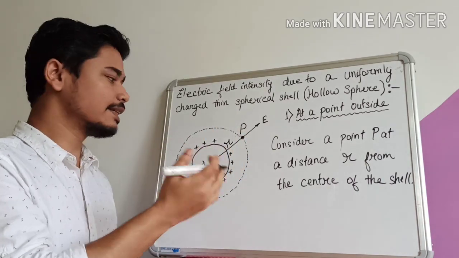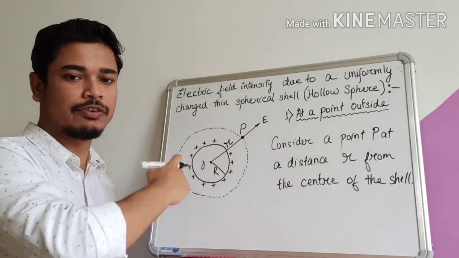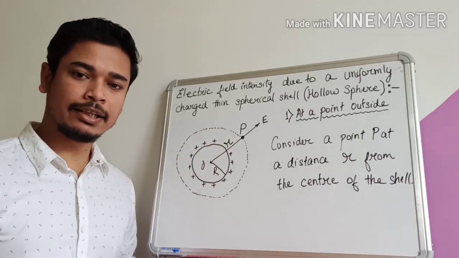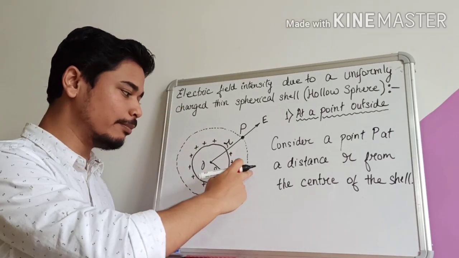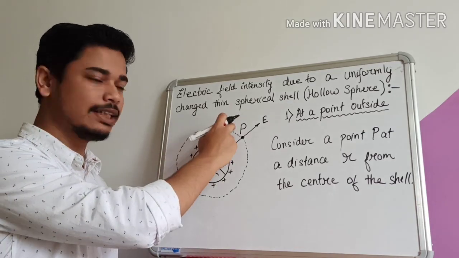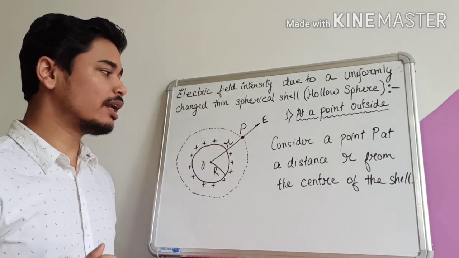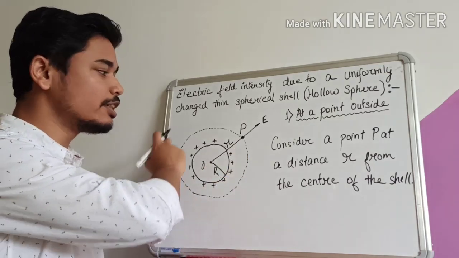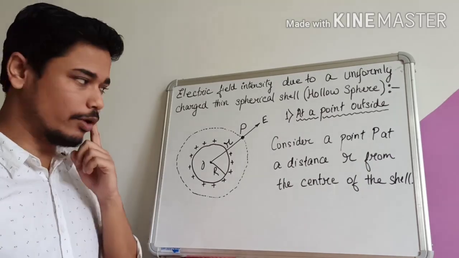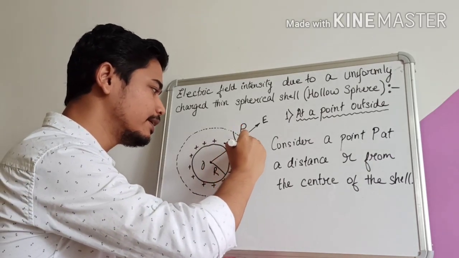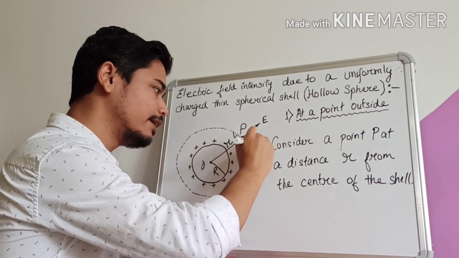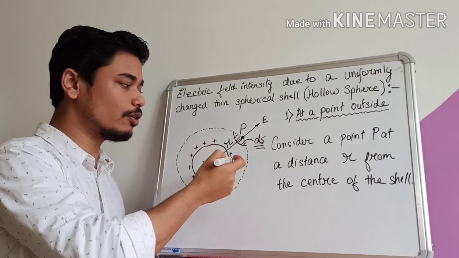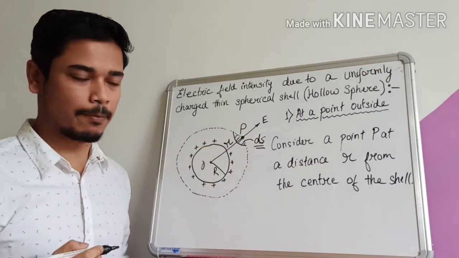Now, first of all, let us consider another sphere which has a radius small r. At every point of this imaginary sphere, the electric field will be the same. So what are we required to do? We are required to calculate the electric field intensity at every point of this sphere. So what do we do? We first consider a small area element ds on the surface of this imaginary sphere, right?